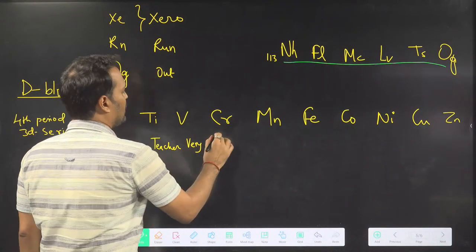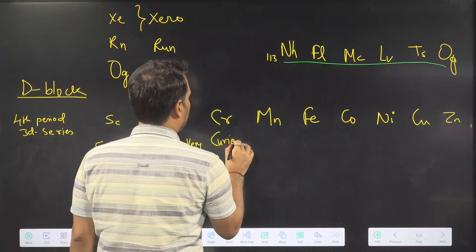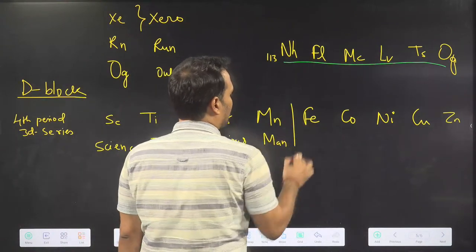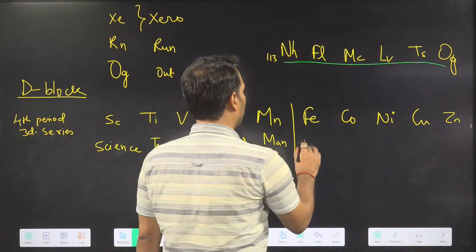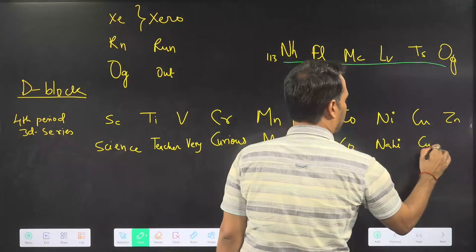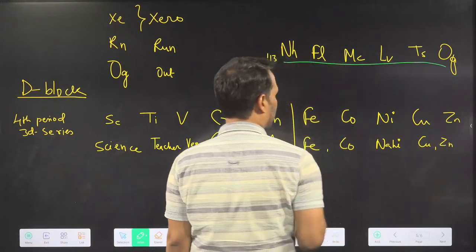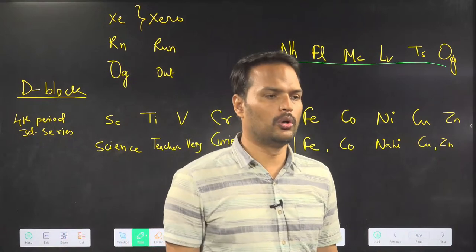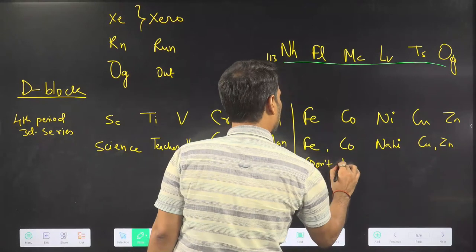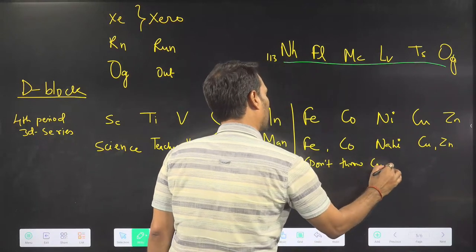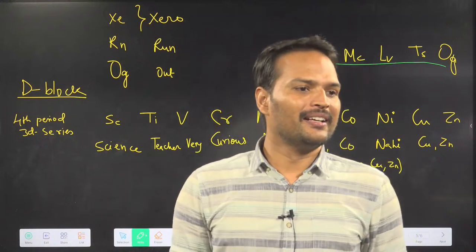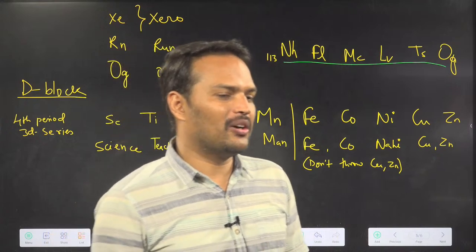My teacher was very curious, so I am writing curious here. Very curious man. And what he told me was: don't throw copper, zinc. He said don't throw copper and zinc. That is the English translation we are writing.